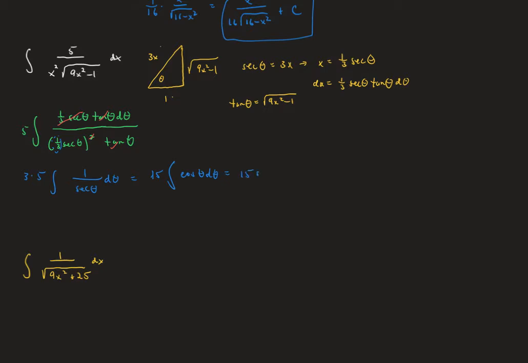So the integral of cosine is just sine of theta. And then we're going to go back to our triangle and see that the sine of theta is going to be the opposite, which is the square root of 9x squared minus 1, over the hypotenuse, which is 3x. So I guess we can cancel there, and I think our final answer is going to be 5 square root of 9x squared minus 1 all over x plus c.